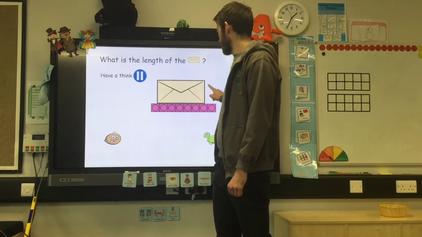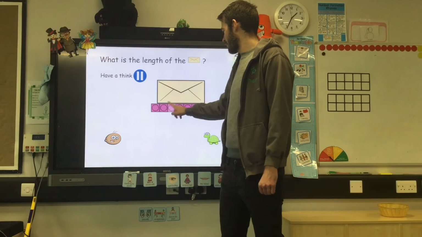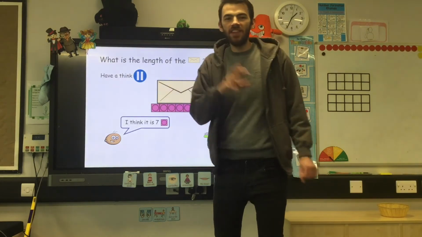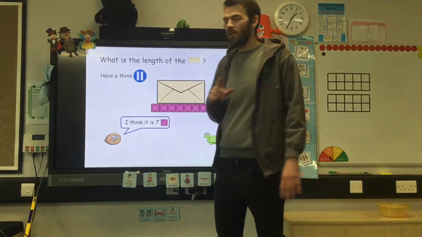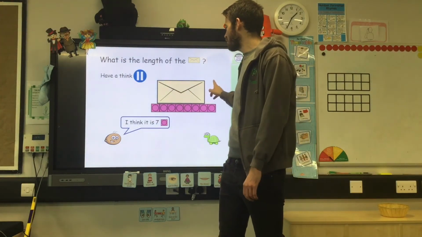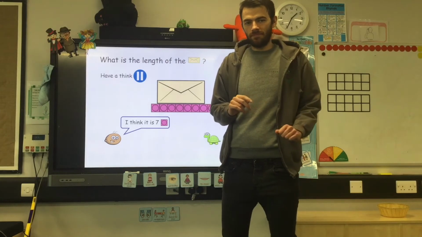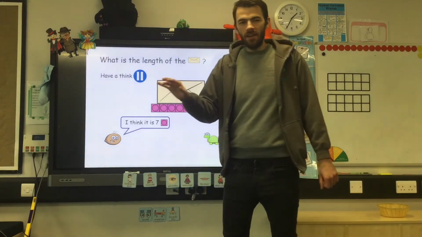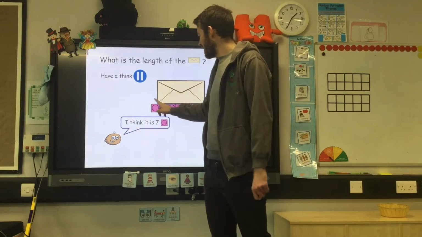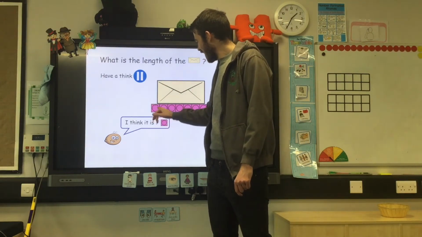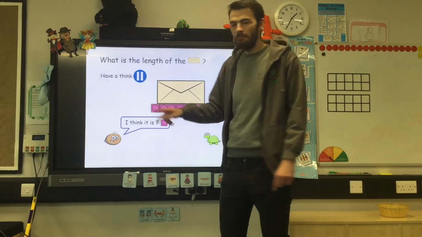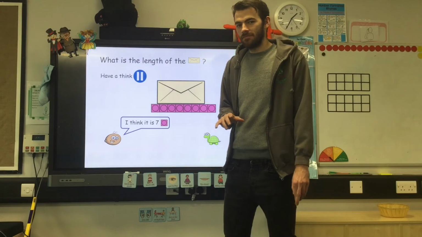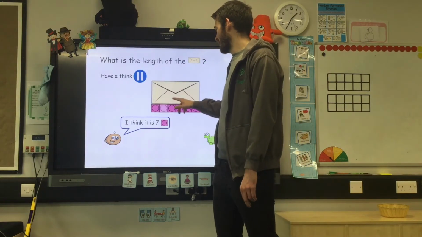So if we watch that again, he thinks that there are 7 cubes. Now, do you agree with him? Do you think he's right? Now, he's not quite right, is he? He hasn't measured it right to the line, so he's missed some space, so he's not measuring it accurately. Where does this envelope need to sit? Okay, let's try again.